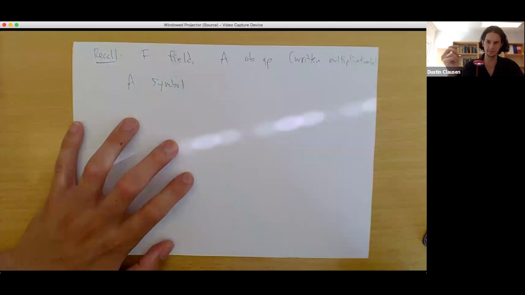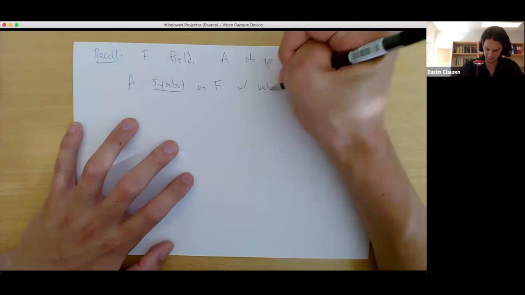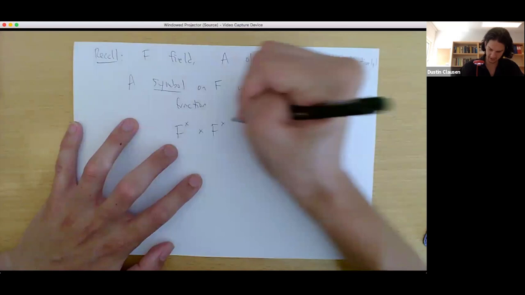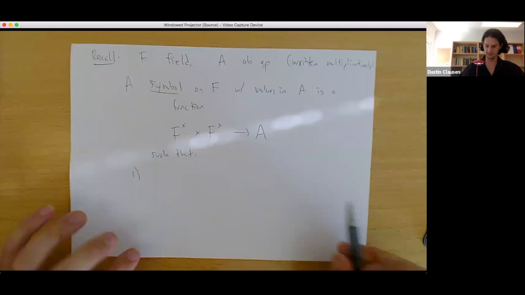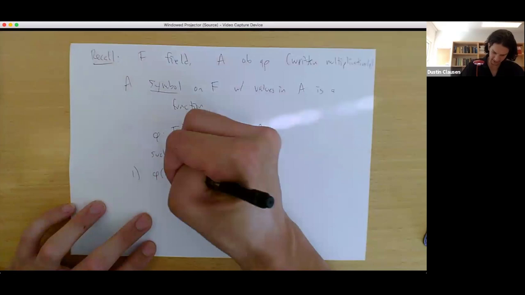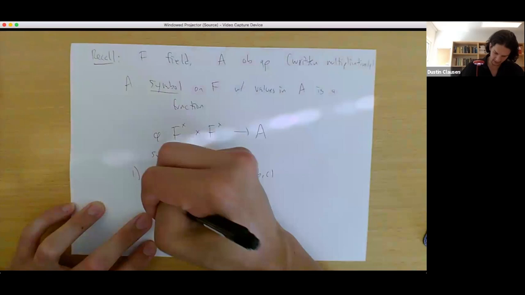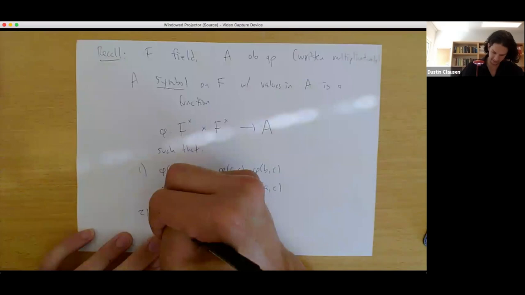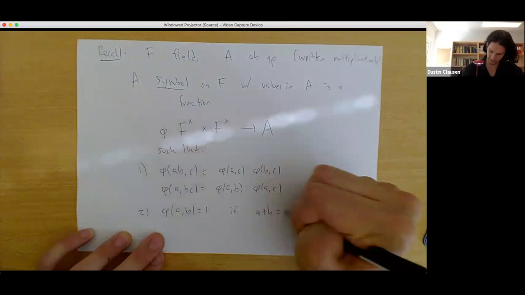A symbol, or otherwise sometimes known as a Steinberg symbol, if you want to be very precise about it, on F with values in A, is a function, a set theoretic function, just a map of sets, from F cross cross F cross to A, such that there are two properties satisfied. One is that it's bilinear in each variable, where you remember that all these are abelian groups under multiplication. So I'll call this map phi, such that phi of a b, comma, c is phi of a, comma, c times phi of b, comma, c. And then in the other variable as well, phi of a, comma, b c equals phi of a, comma, b times phi of a, comma, c. And the second property is the so-called Steinberg relation: phi of a, comma, b equals one if a plus b is equal to one and a and b are in F cross.